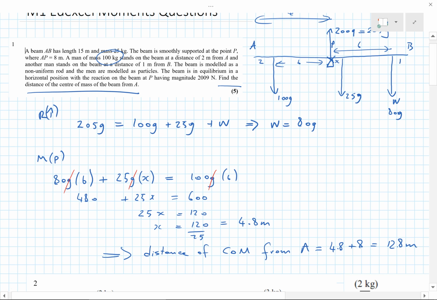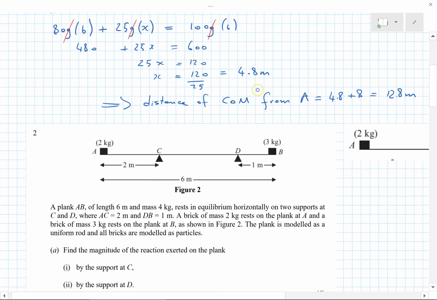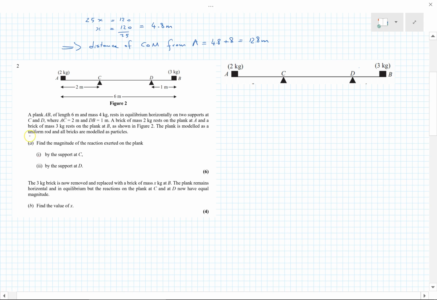Let's go on to the second question. As I say, this time we've got a uniform rod. That's the first thing I tend to look for. It's 6 meters long, so let's put on the centre of mass of the rod, which is halfway along there. We're told the mass of it, so the weight is 4g. We have a weight there of 2g, and there's another weight. It's actually a brick, but it's going to be a weight of 3g there.